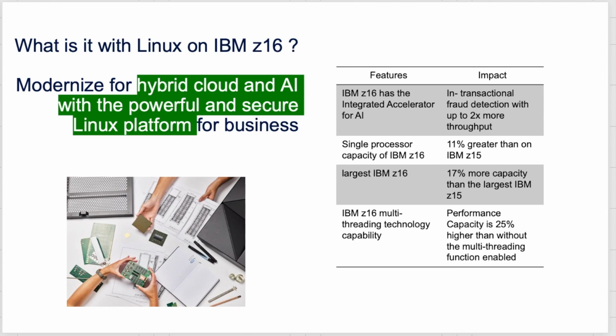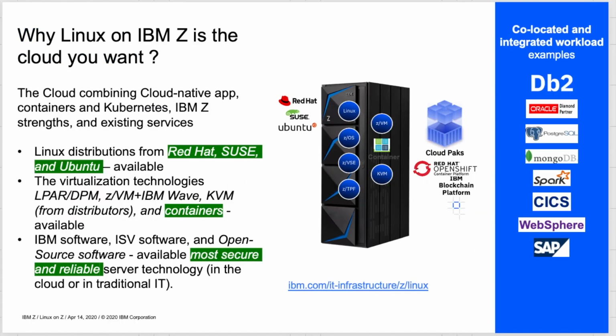The IBM Z16 launch has got an eye from market leaders who are looking at modernizing the hybrid cloud and AI with a powerful and secure Linux platform for business. Why is Linux on IBM Z the cloud you want? This is because there are multiple Linux distributions available, per se Red Hat, SUSE, and Ubuntu.